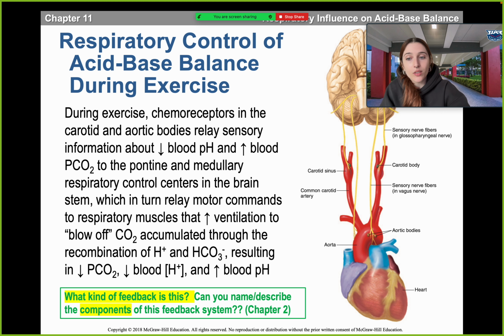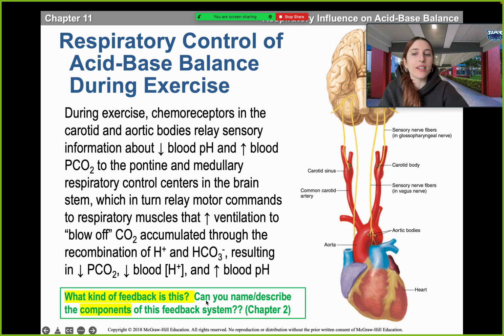So it says here, what kind of feedback is this? Okay, you guys should know exactly what this is. It is negative feedback. If carbon dioxide or pH is straying away from where it needs to be, we're bringing it back into where it needs to be, back into that homeostatic range. And what type of feedback? Again, that is negative, when we're reversing the initial stimulus.